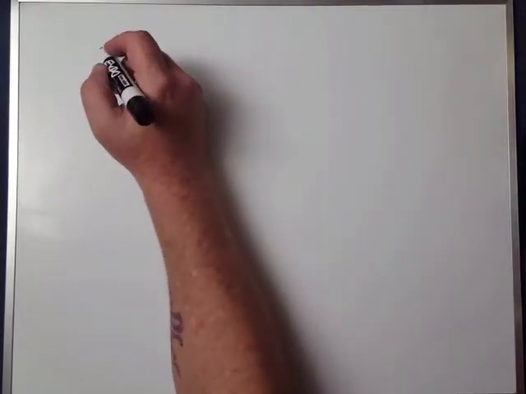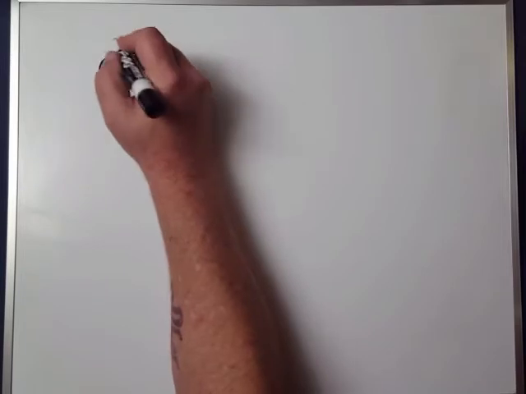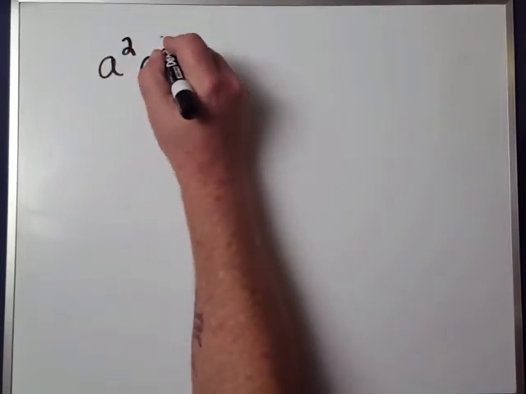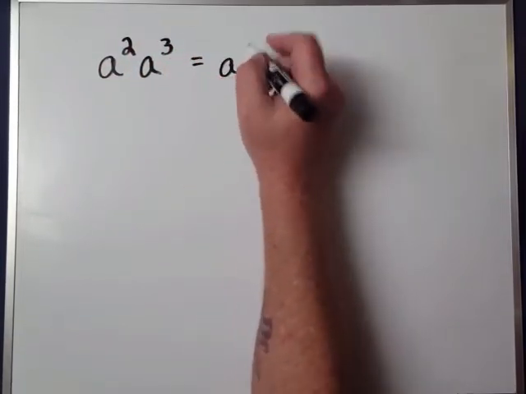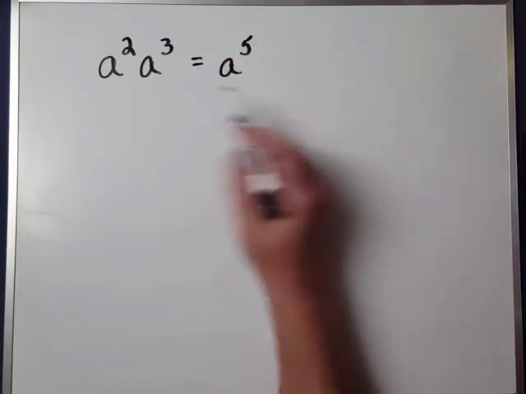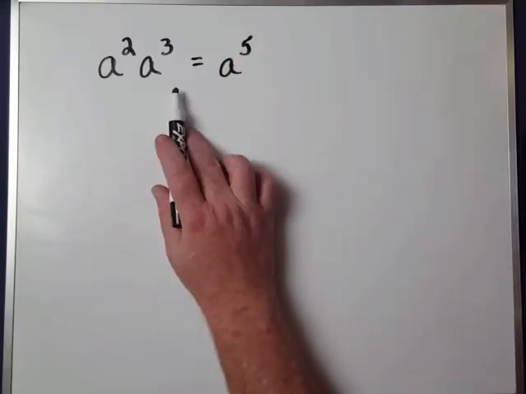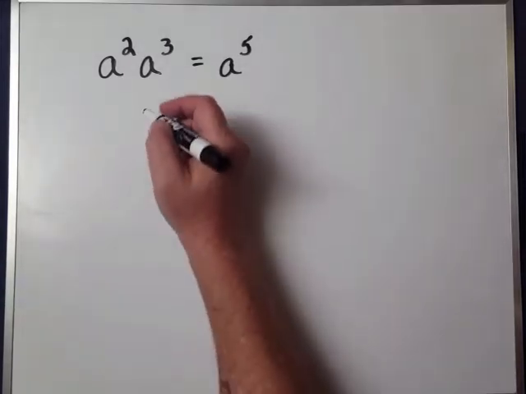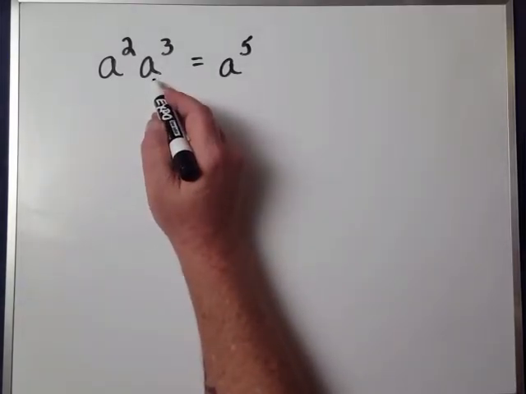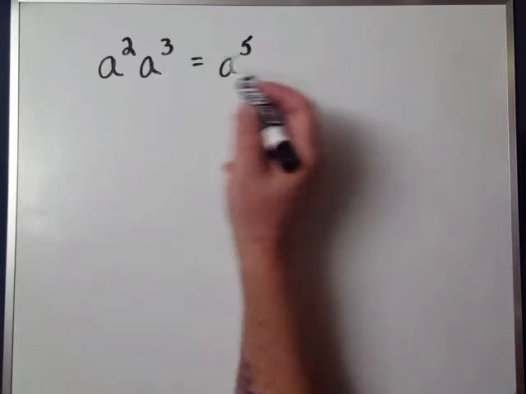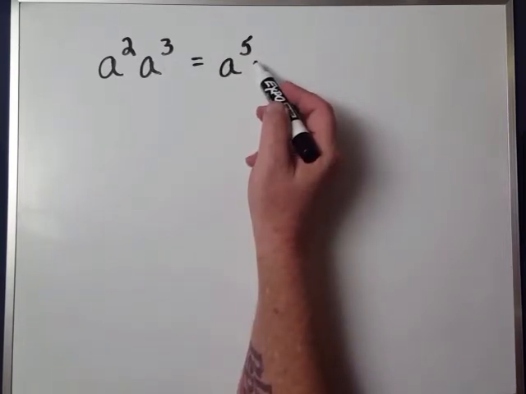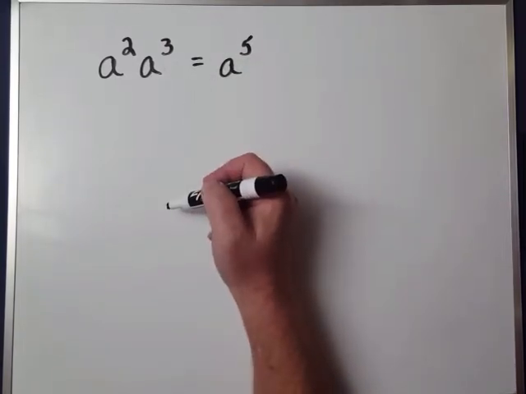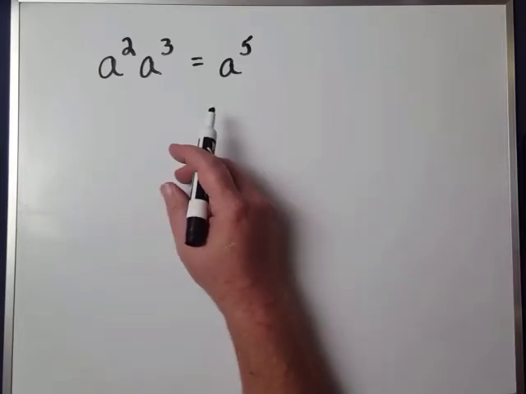Now, last time we had discovered that if we have a product of like bases, we can add those exponents because we're counting up how many factors we have of that like base. It would make sense, wouldn't it, that if when we multiply like bases, we add the exponents, that if I were to divide like bases, perhaps I will subtract the exponents.